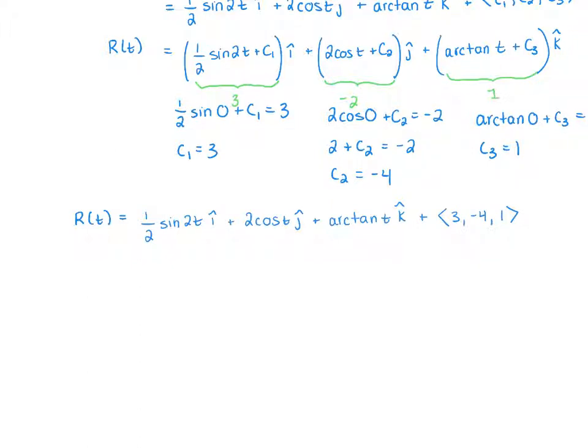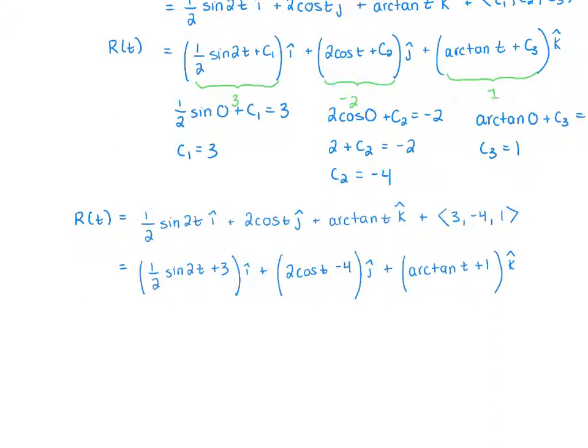or I could lump those constants in with their individual components, right? I could say 1/2 sine 2t plus 3 i hat plus 2 cosine t minus 4 j hat plus arctan t plus 1 k hat. Up to you. They all mean the same thing, right? Because that's how we add vectors, right? We add horizontal component to horizontal component, vertical to vertical, etc., etc. So at the end of the day, it's a lot of bookkeeping. It's sort of a lot of legwork, but conceptually, I'd say this is fine, just fine.